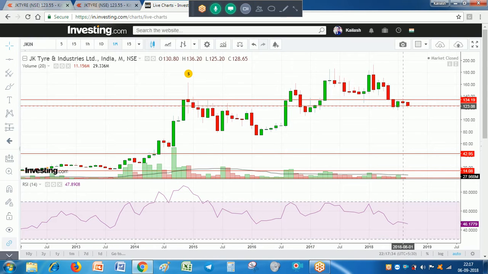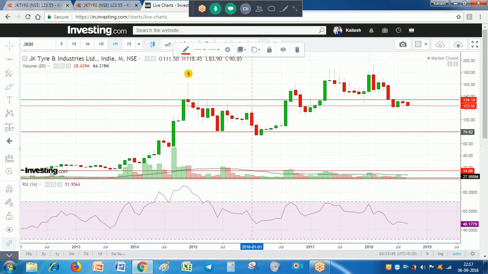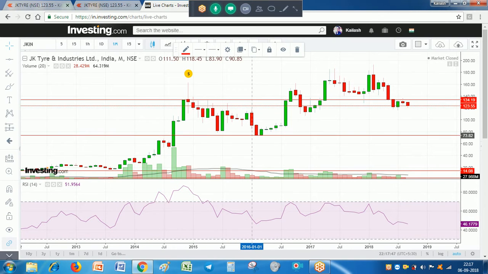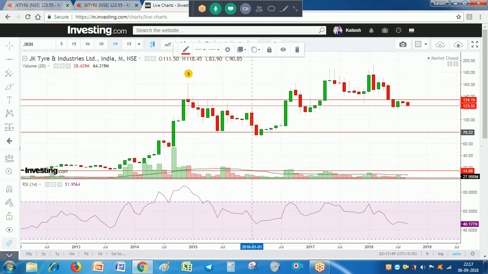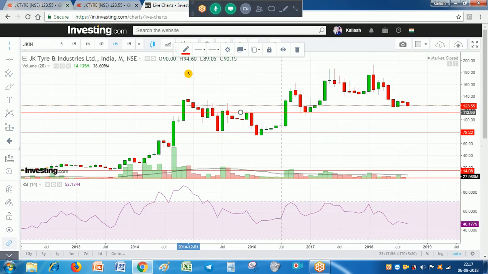Okay, so now let me mark this level, or I will just shift this line only. So friends, this stock has very strong support. One major support is in the 70 to 80 range, and there is one more very strong support, this level actually. This is 112. Okay, and there is an immediate support at 120.